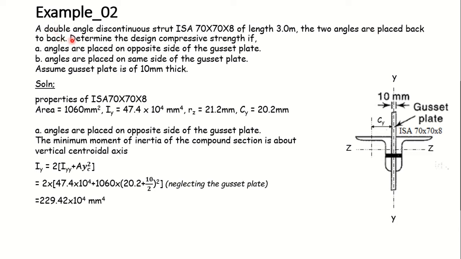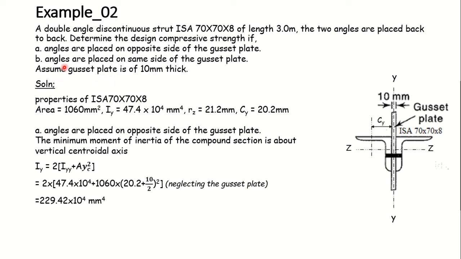In this case, you have to determine the design compressive strength. In the first case, the angles are placed on the opposite side of a gusset plate, and in the second case, the angles are placed on the same side of the gusset plate. In both cases, angles are positioned back to back. But the thing is, whether they will be on the opposite faces of the gusset plate or on the same face, based on that you will have to determine the design strength for that member. The thickness of the gusset plate is given as 10 mm.